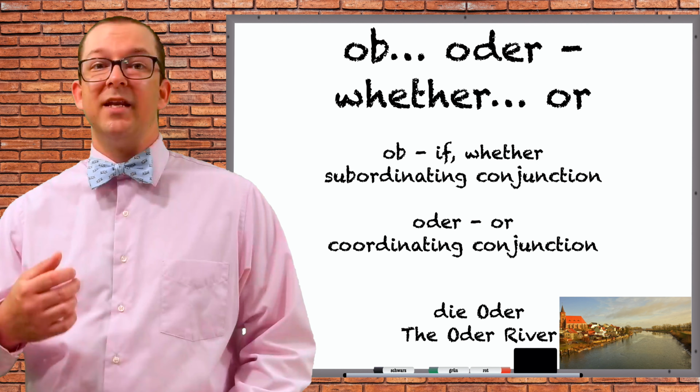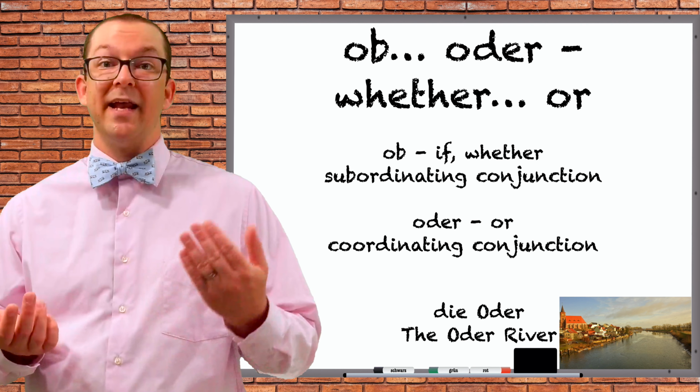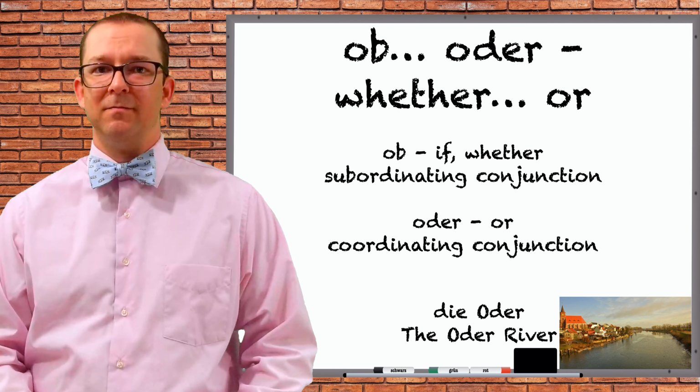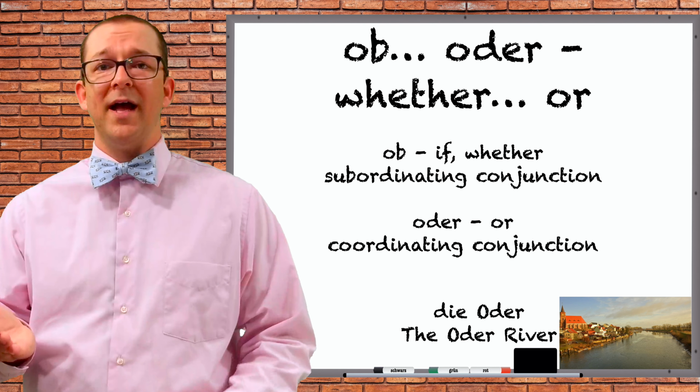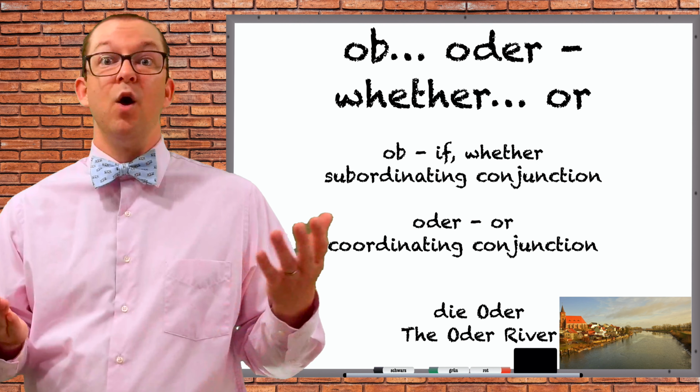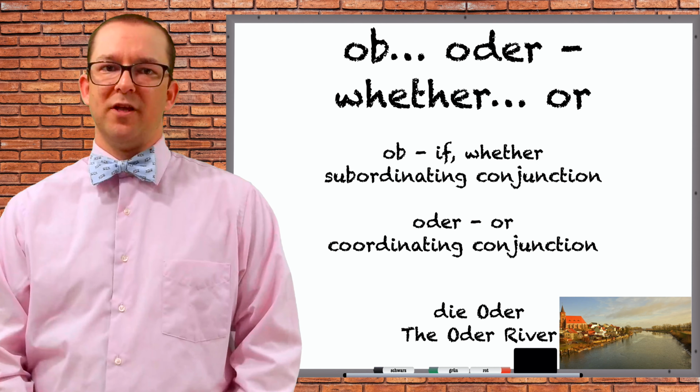The last one on my list for today doesn't really count in my opinion. It's simply a combination of a subordinating conjunction and a coordinating conjunction. You saw me use this last week and didn't even notice it. It's the combination of ob and oder. It's best translated as whether, or. Here are a few examples with it.